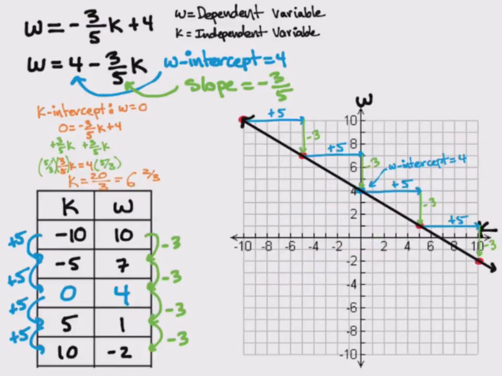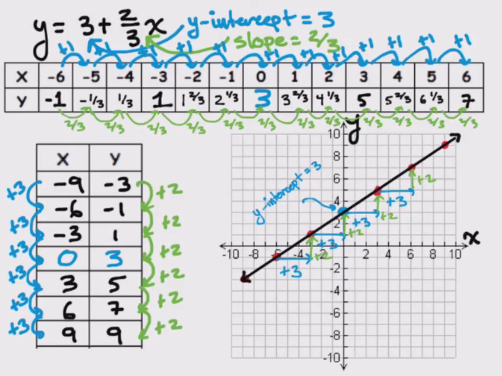In our previous example, w equals 4 minus 3/5 k, that fraction was negative 3 over 5. Meaning we went down 3 every 5 units we went to the right. Or in our first example, that fraction was positive 2 over 3. Meaning we went up 2 every 3 units we went to the right.